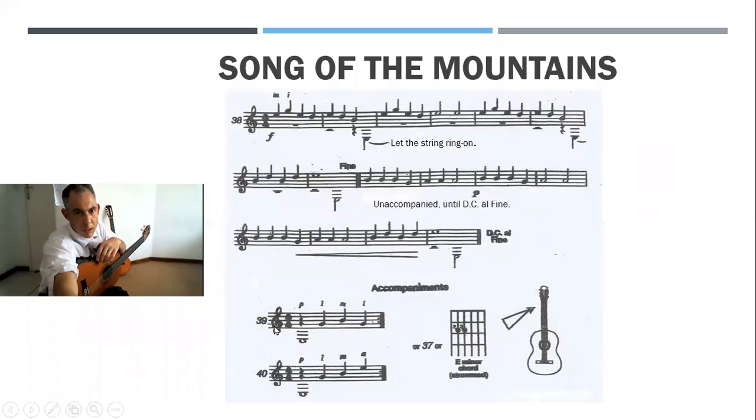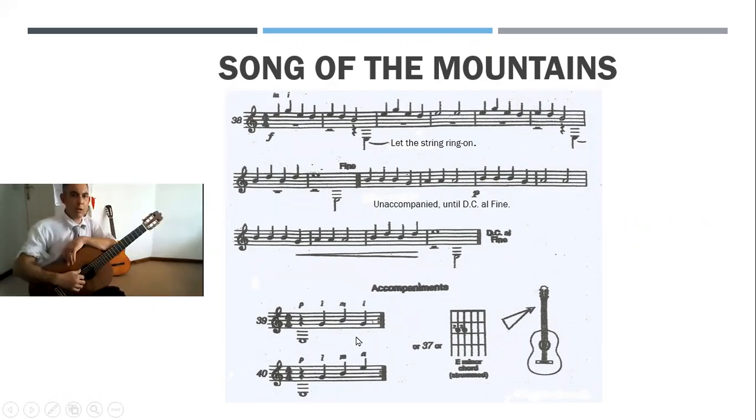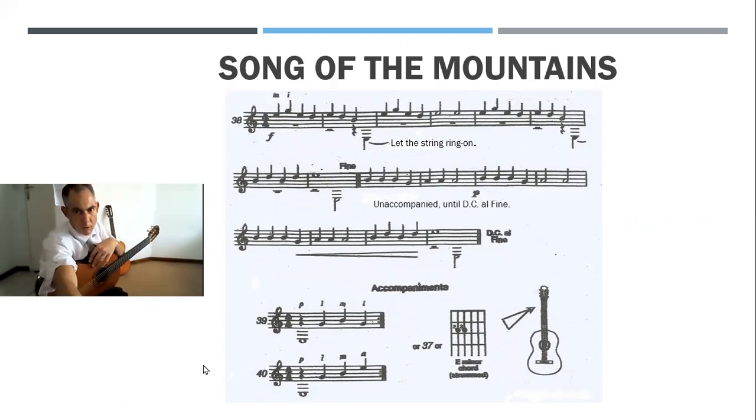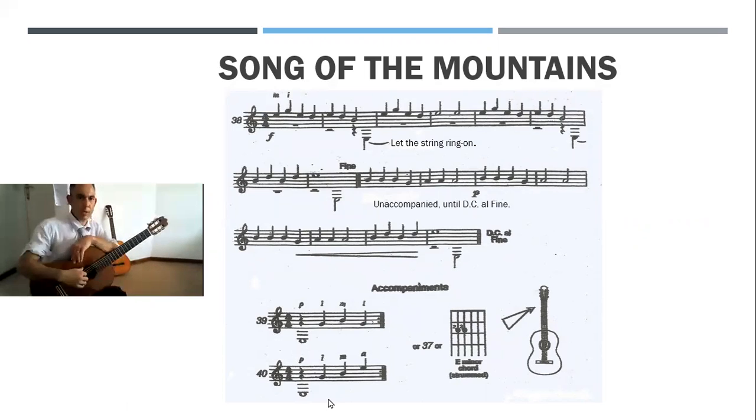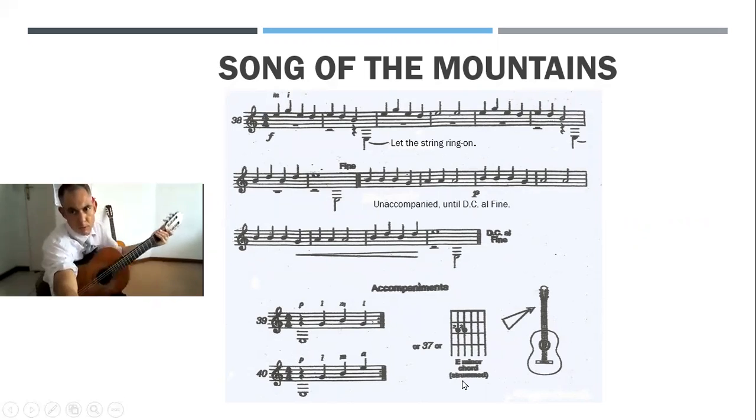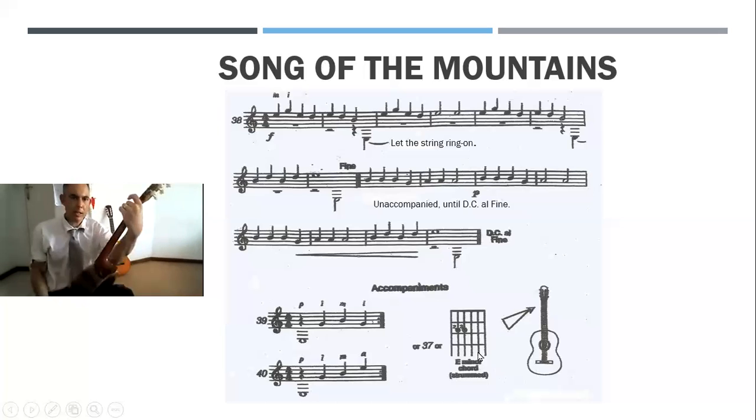So here you have the accompaniment. It gives you this option of playing exercise 40, going up the arpeggio, or simply just strumming in the E minor chord, as shown in the chord box here. This is the map of the fretboard, and when you're looking at it, it's basically that.